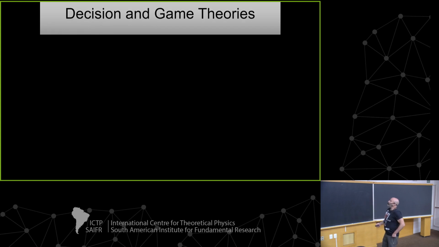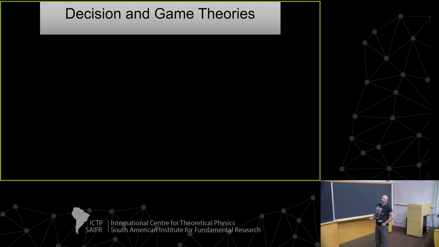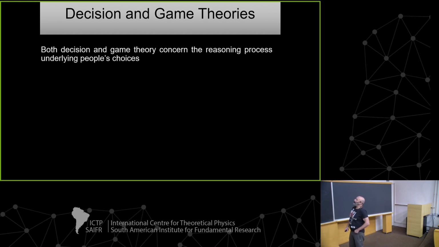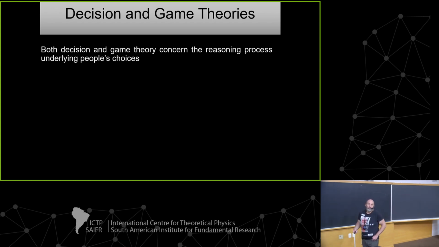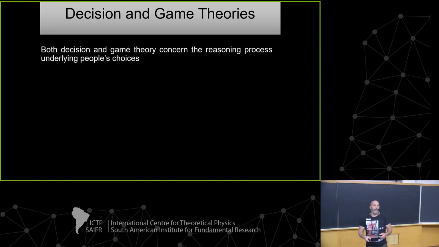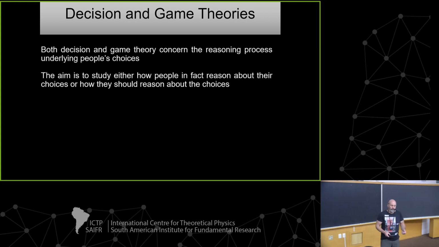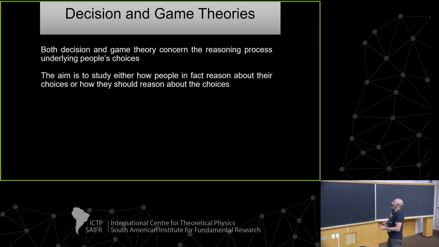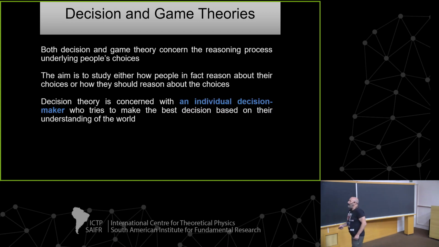So let's begin with the difference between decision and game theory. They are more or less the same, but there is a very interesting and decisive difference. Both decision and game theory are concerned with the reasoning process underlying people's choices. They are just trying to understand how people think about a given situation at the moment of making a decision. The goal is to study how people, in fact, reason about their choices. And the difference is the following.